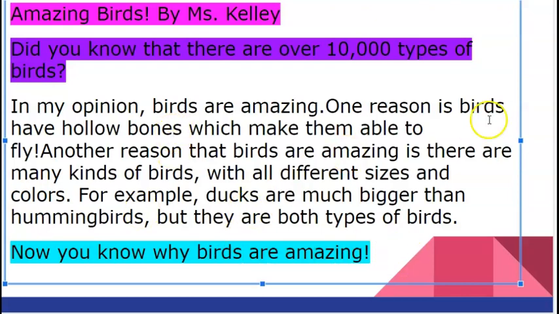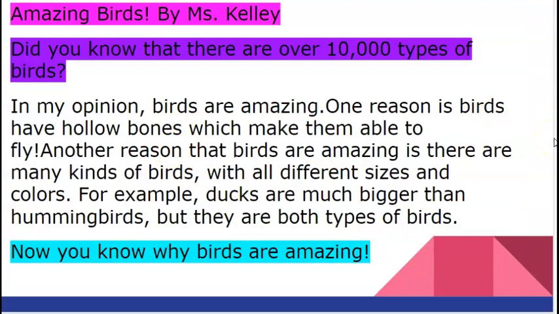Let me reread my whole writing and see if everything makes sense or if there's anything I need to change. Amazing Birds by Miss Kelly. Did you know that there are over 10,000 types of birds? In my opinion, birds are amazing. One reason is birds have hollow bones which make them able to fly. Another reason that birds are amazing is there are many kinds of birds with all different sizes and colors. For example, ducks are much bigger than hummingbirds, but they are both types of birds. Now you know why birds are amazing.